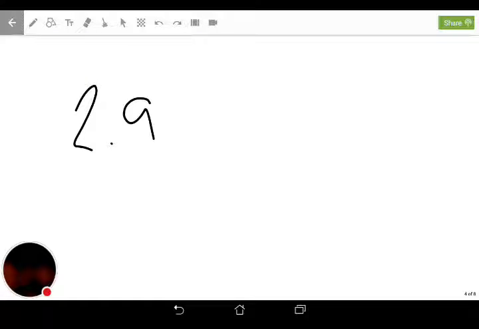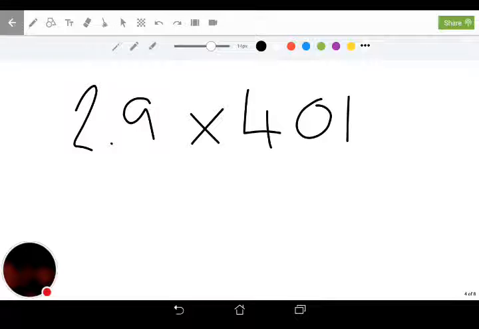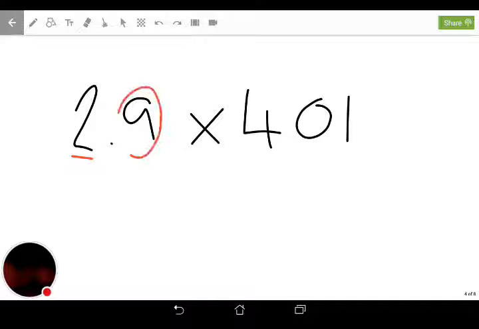Now, I'm going to show you some straightforward maths sums to start with, and eventually we'll move on to some more real life problems which you may actually encounter. So to start with, we'll look at 2.9 times 401. Not many people, myself included, know their 2.9 times table. What we need to do is round it to one significant figure. This is the number that I need to look at. The 9 tells me that I'm going to be rounding up, so that 2.9 becomes a 3.